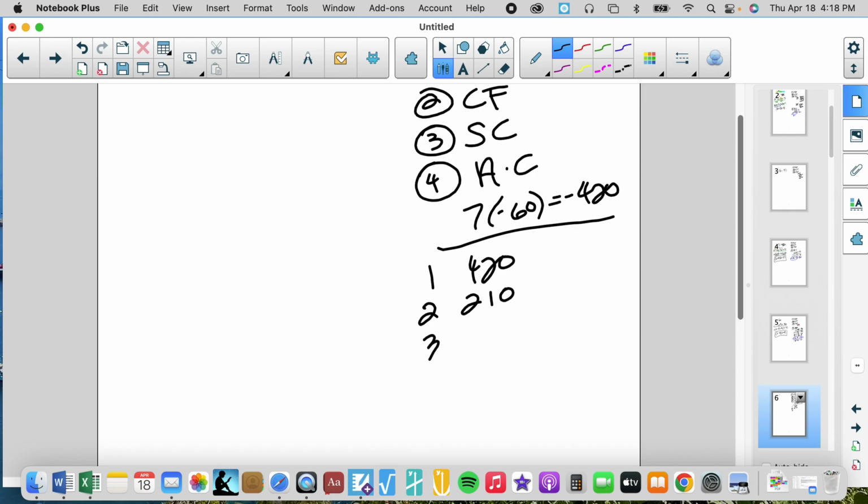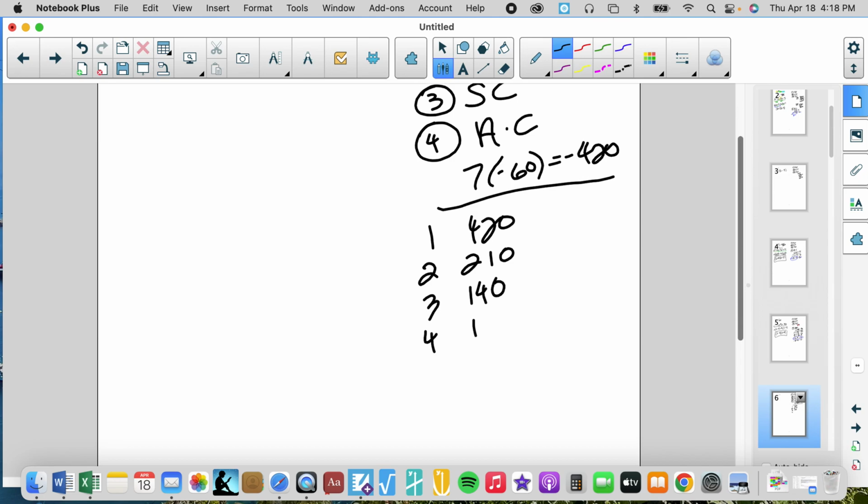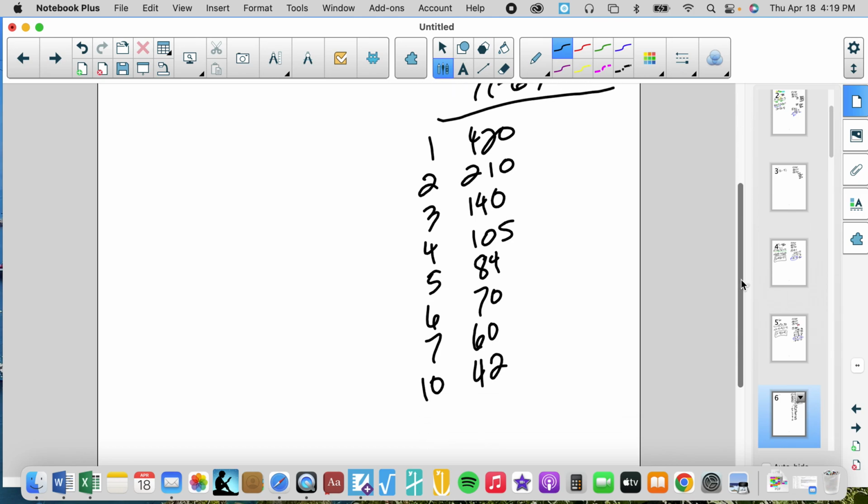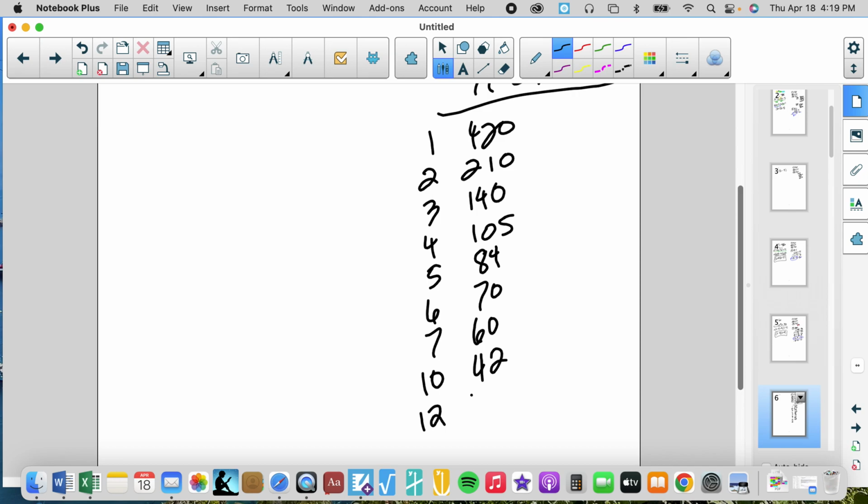3, yes. 3 is going to be 140. 4, yes. 4 is going to be 105. 5, yes. 5 is going to be 84. 6, yes. 6 is going to be 70. 7, yes. 7 and 60. 8, no, sorry. 9, no. 4 plus 2 plus 0 does not equal 9. 10, yes. 10 and 42. 11, no. 12, yes. 12 and 35. 13, no. 14, yes. 14 and 30.